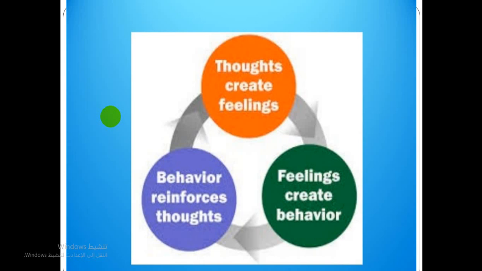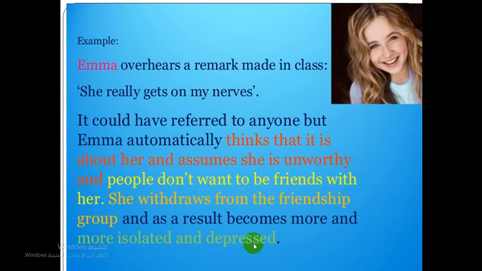The cognitive code approach depends on these three terms: thoughts, feelings, and behavior. The relationship among these terms is a chain. Thoughts create feelings. Feelings create behavior. Behavior reinforces thoughts. An example about that: Emma overhears a remark made in class.